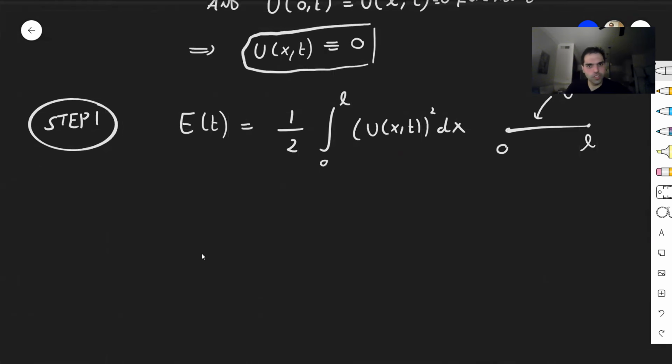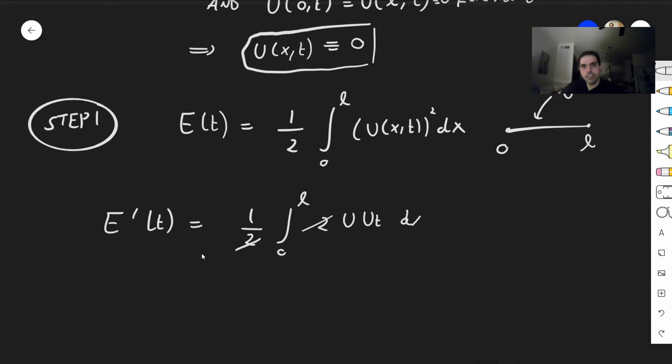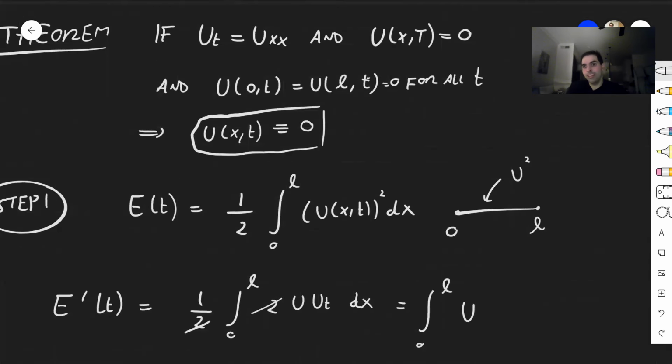And then as usual, consider the derivative. So E'(t) is 1/2 integral from 0 to L of, chain rule, 2u u_t, this 2 cancels out. And here's the important thing. If in a PDE problem, you do not use the PDE, you're in trouble because you can't have all those amazing results for all the functions in the world. So here, definitely use the fact that u_t equals u_xx.